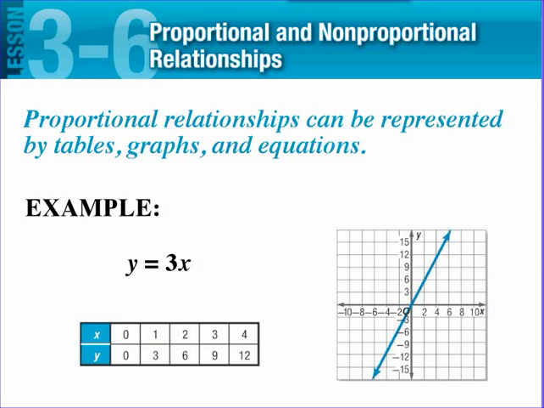First of all, we have an equation, y equals 3x. We have a table of that equation, which is what we've looked at: 0, 1, 2, 3, 4, and then 0, 3, 6, 9, 12. Now from lesson 3.5, what would we call this on that table?